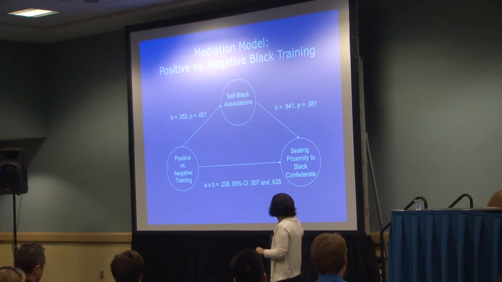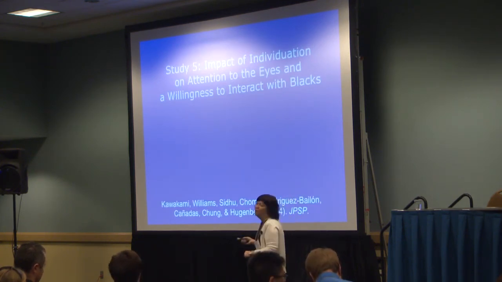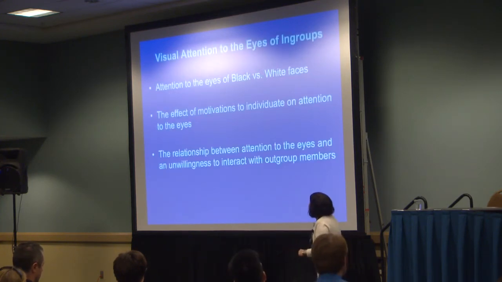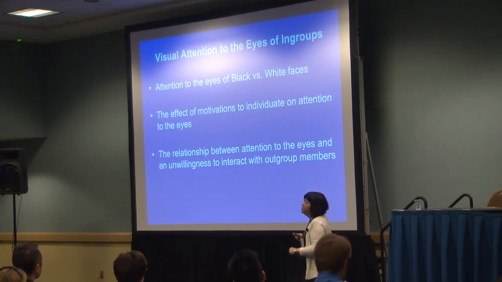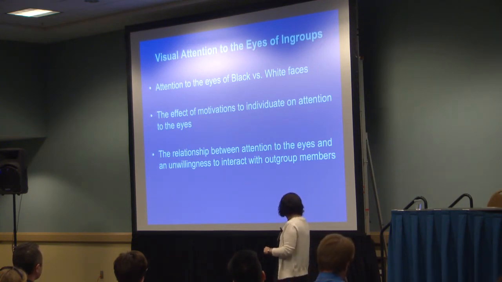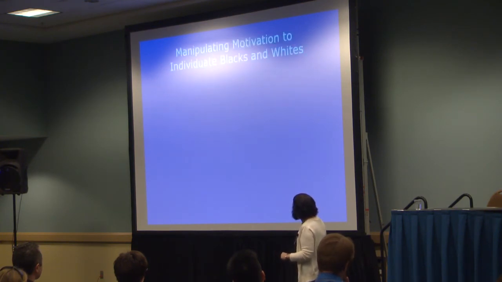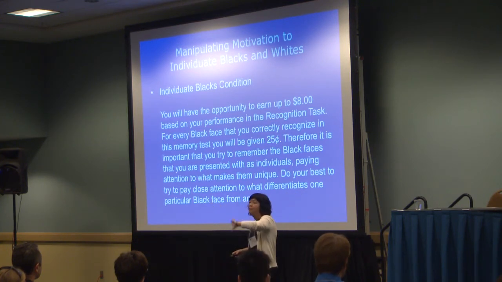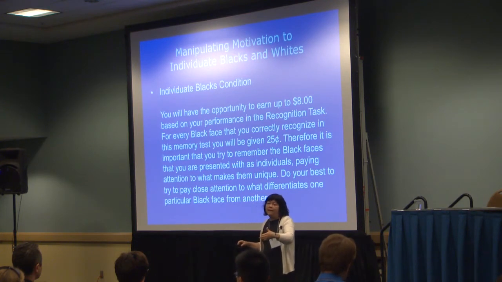The final study that I want to talk about is related to some of our more recent work on eye tracking. What we wanted to look at here was the extent to which people attend to the eyes of blacks and whites, how individuation motivations can influence that, and the relationship between attention to the eyes and the willingness to interact with blacks. Okay, so participants were brought into the lab, and we said we're going to put you in an eye tracking task, and we're going to monitor your eye gaze. And then we're going to ask you a recognition task.